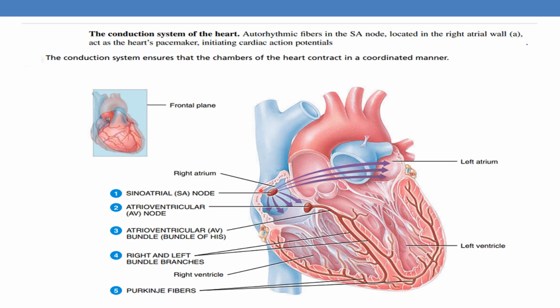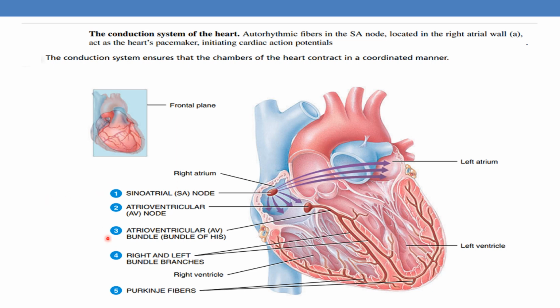Here in the right atrium, you can find the sinoatrial node or SA node. The SA node has autorhythmic fibers. It is located in the right atrial wall and it acts as the heart pacemaker, initiating the cardiac action potential. So, which is the place where the cardiac action potential is initiated? That is the sinoatrial node. This cardiac action potential propagates through the entire conduction system.